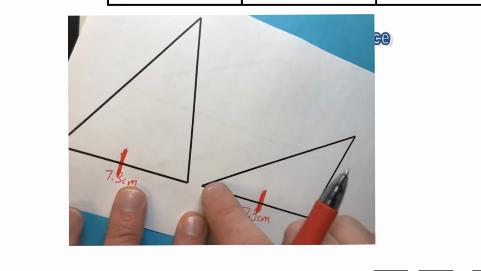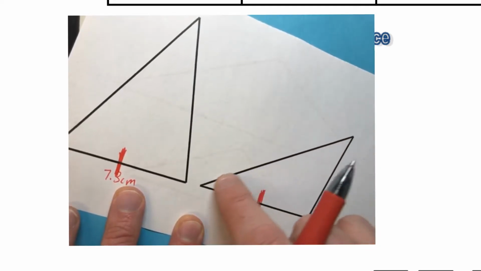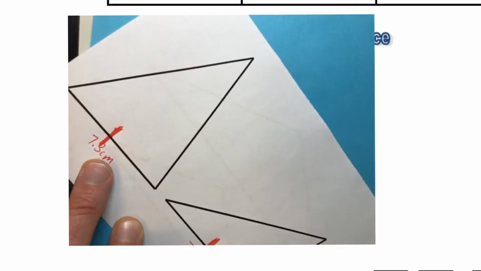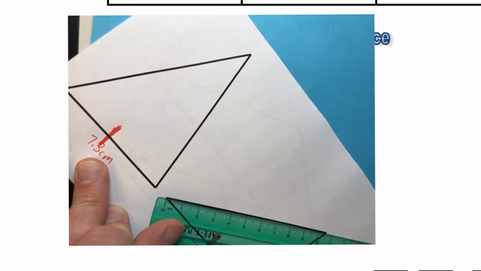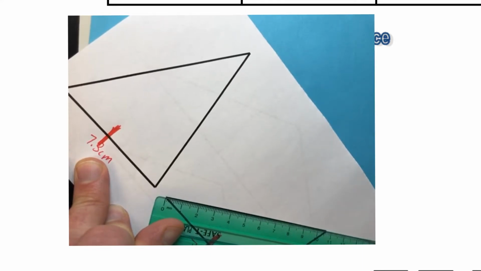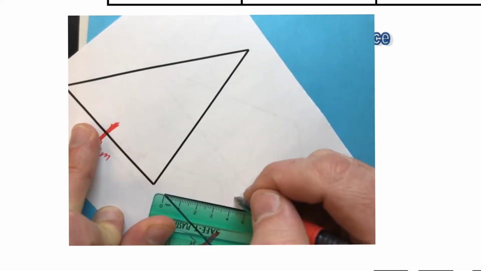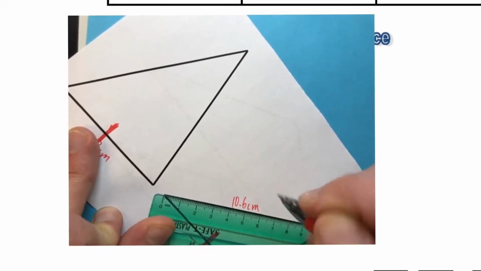Okay, next thing I want you to do is measure this side in centimeters. How long is that side? It's about 10.6, 10.7, somewhere around there a little bit. It's kind of halfway between. We'll just go ahead and say it's 10.6 centimeters.